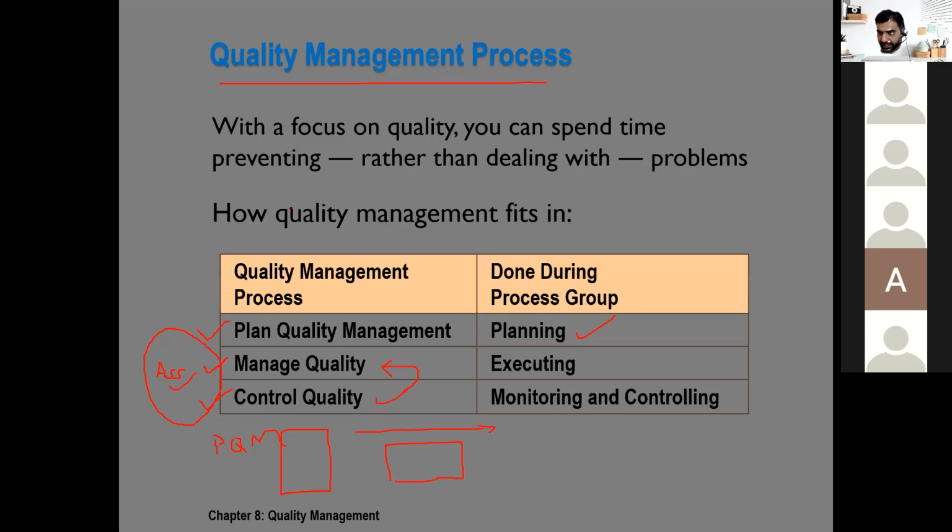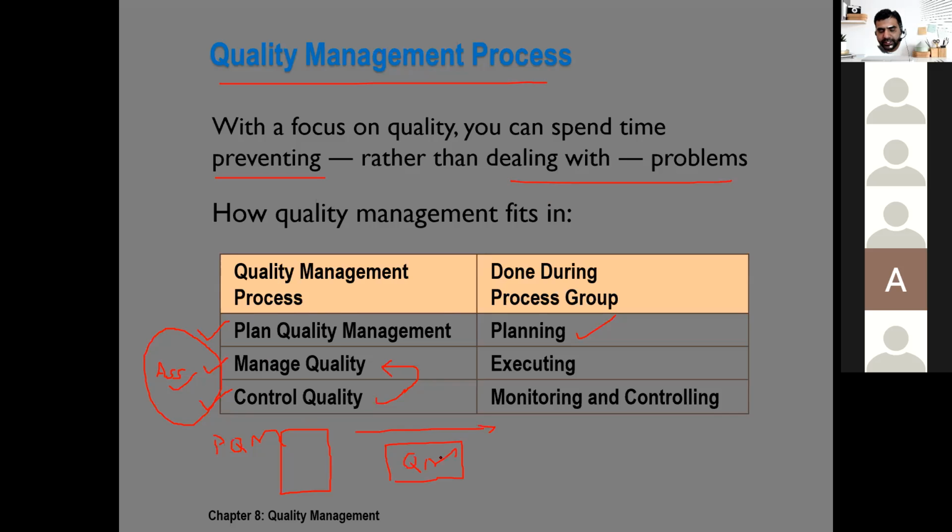Now, it is highly recommended when you are going to talk about quality, always spend more time on prevention rather than dealing with the issues, rather than doing the rework, rather than repairing the defects, repairing the bugs, or taking care of the scrap. So quality assurance is more important than quality control. Or in a broader term, quality management is more important than quality control. And from here, you can also understand what quality management is talking about.